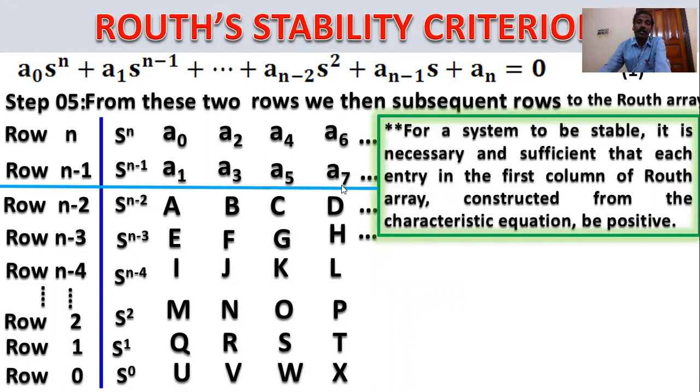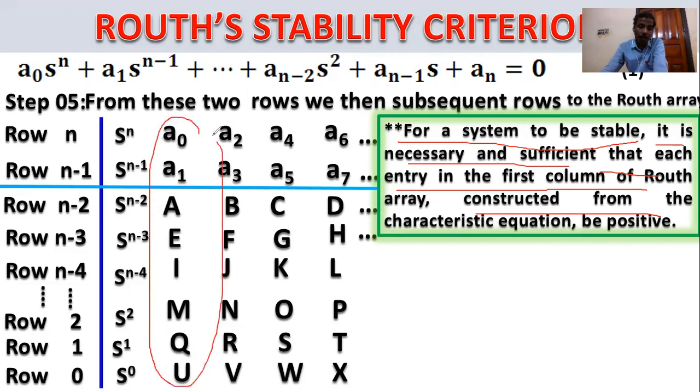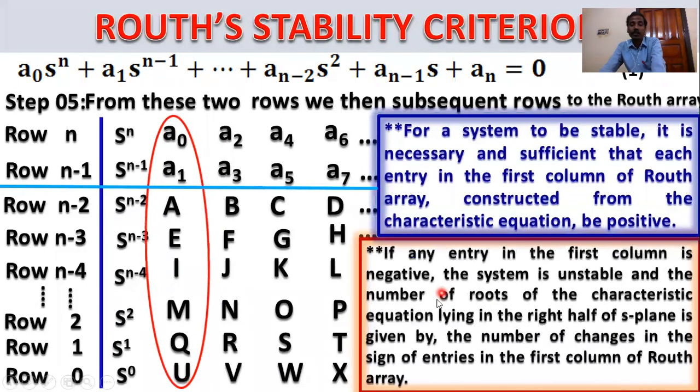For the first case, for what condition will this system be stable? It is necessary and sufficient that each entry in the first column of the Routh array constructed from the characteristic equation be positive. That means if A0 positive, A1 positive, A positive, E positive, I positive, dot, dot, dot, M positive, Q positive, U positive, then the system will be stable. If sign changes, then the system is unstable. So if any entry in the first column is negative, the system is unstable. This is also very important.